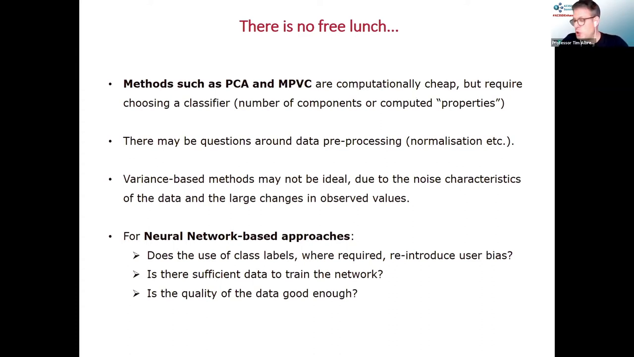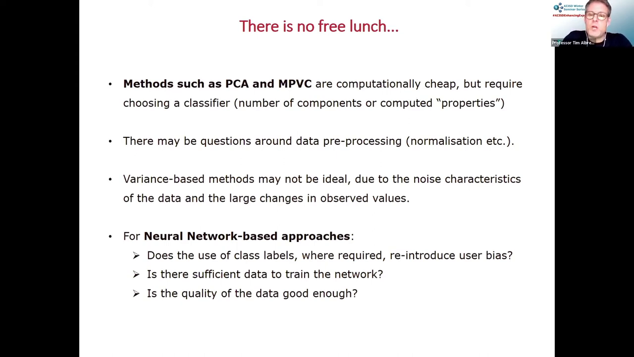In the context of neural networks, you can also ask, well, if you do need to use class labels, for example, does that reintroduce user bias in some sense? Is there sufficient data to train the network? There is one example where people have used DFT calculations to inform that training. But that introduces some sort of selection there. And is the quality of the data good enough?